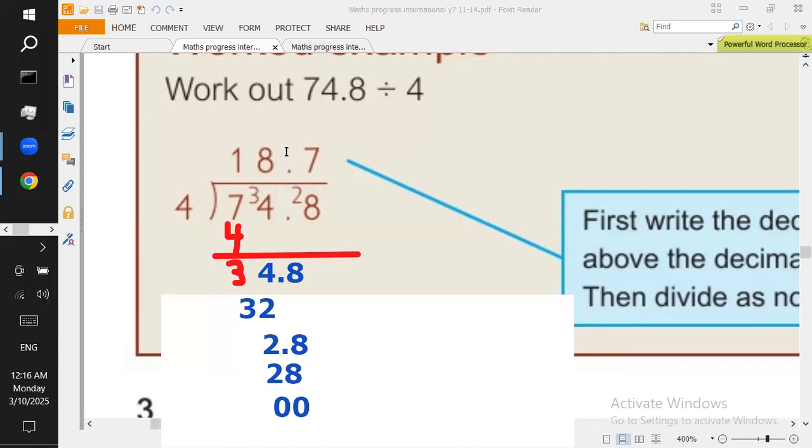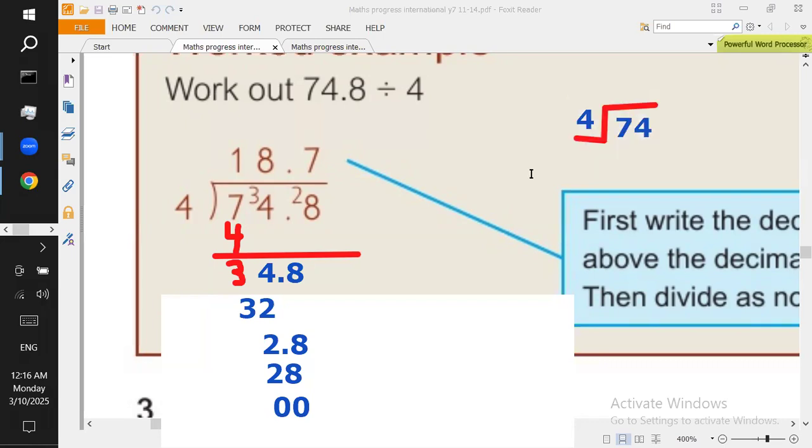Now, to find the place of the decimal point, you just take 74, the whole number, and divide it by 4 by itself. So 74 divide 4, it will give you two numbers. That's how you find how many numbers you need before the decimal point. Let's do it the same way, 74 divide 4.